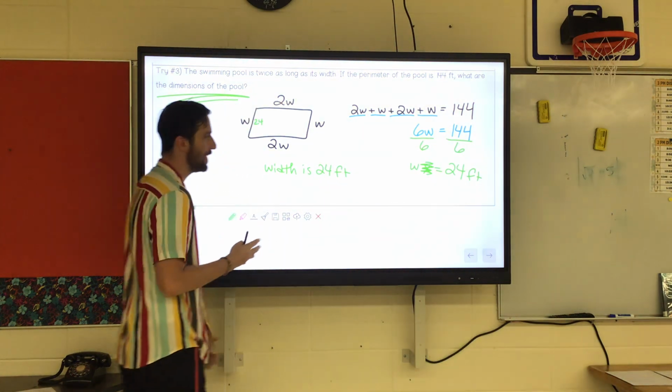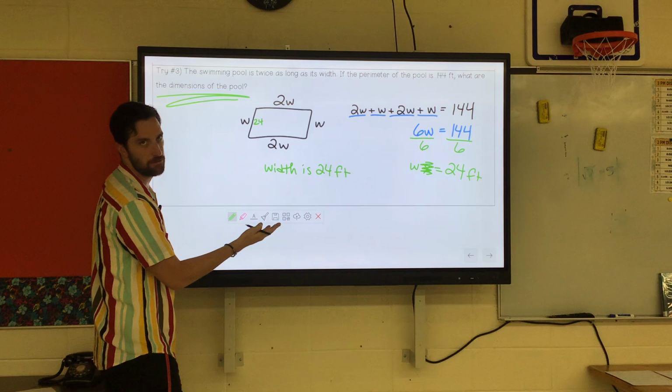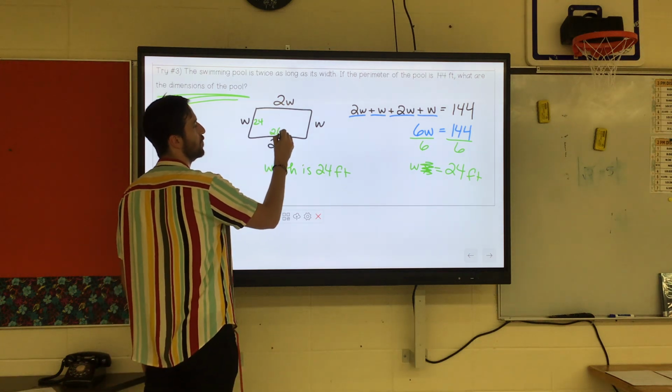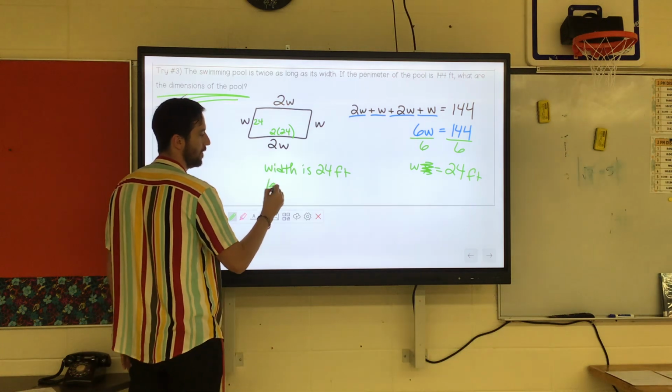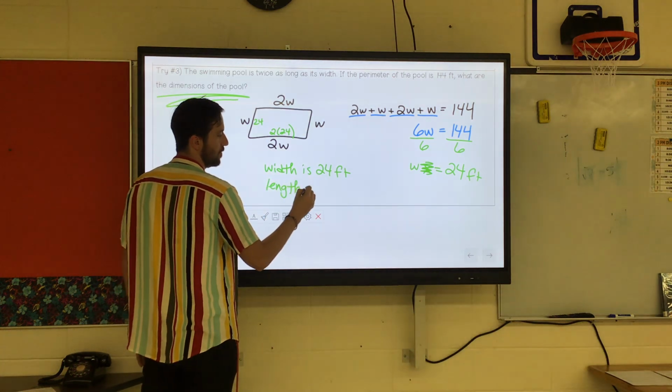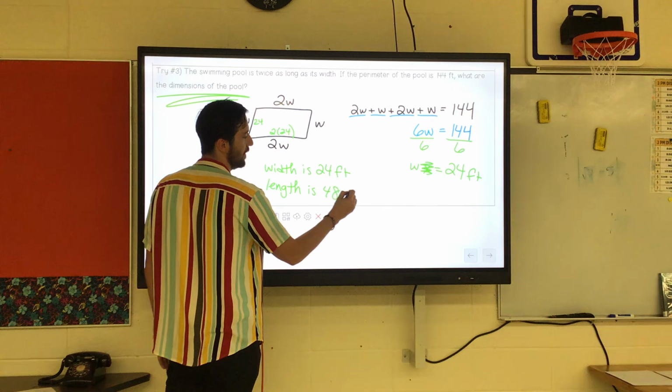But we also need the length. The length is twice as big as the width. So we have to do 2 times 24, which would be 48 feet. So the length is 48 feet.